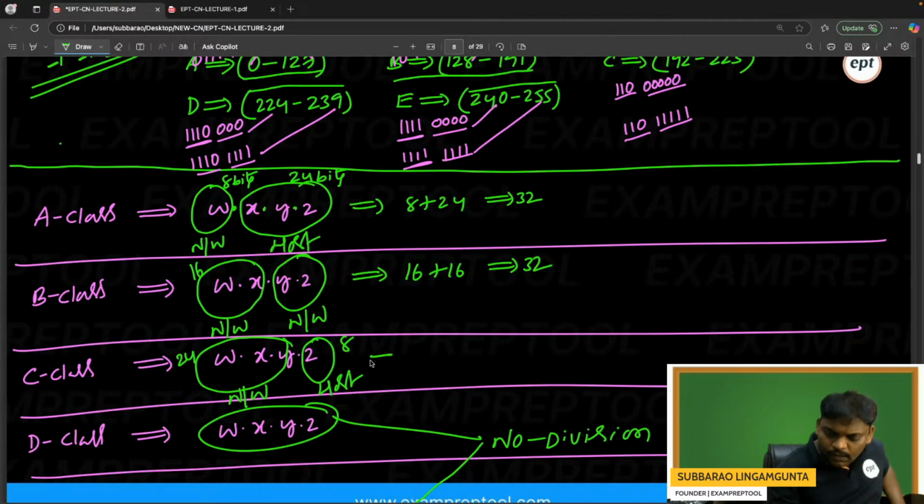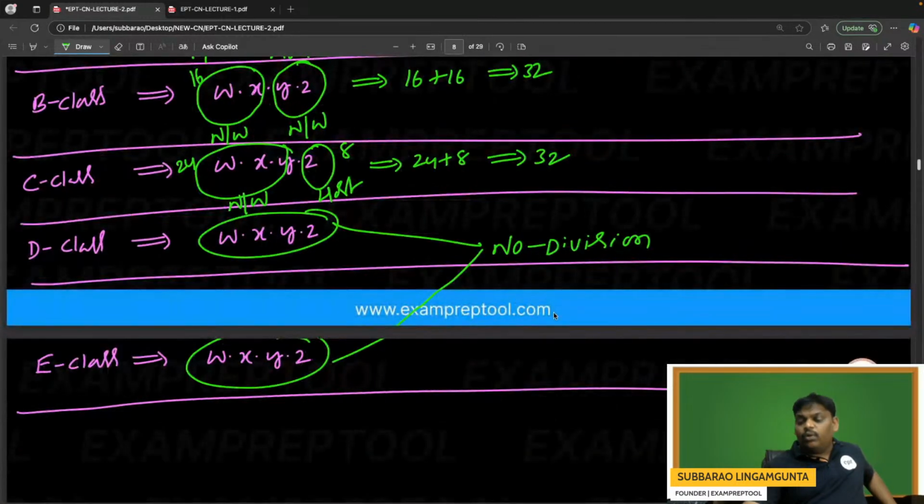Next one, what about this? Slowly increase. One more 8 added. What is the answer? 24 plus 8, 32. Reverse. Initially 8 plus 24. Lastly 24 plus 8, 32. Right? Next one, D and E, no division.